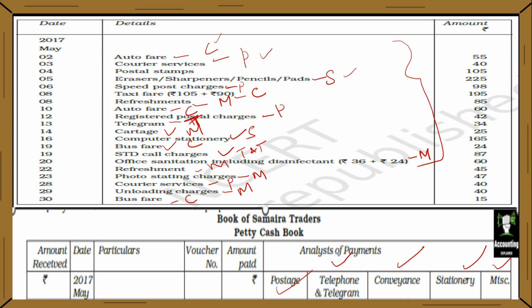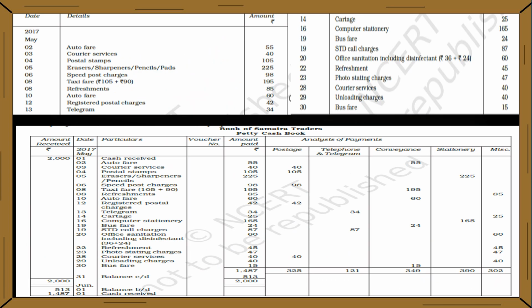Let us see how to make the petty cash book now. This is the solution. As per the format which we have seen, first we have to write the company name, Books of CMA Traders. What are we opening? Petty cash book. So we have to open columns of amount received, date, particulars, and voucher number, that is, from which voucher we have taken that particular expense, that we have to write.